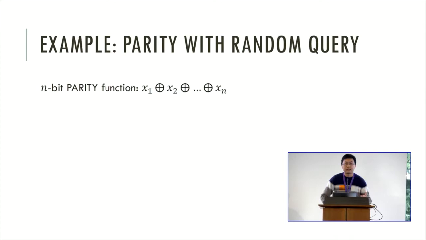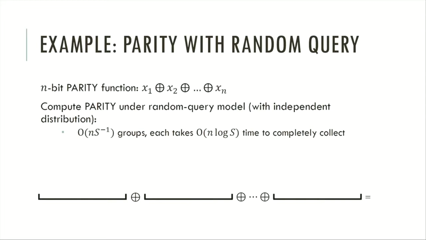Because you have S space, a natural way to do it is to divide the data into N over S parts. Each part consists of S bits. You start with the first part. You wait until you see every bit in this part, and then you will know the parity of the first part. You store this partial parity, and you clear your memory. And you move on to the next part, wait until you see every bit in this part, update the partial parity, and go on. In each part, you need about n samples to collect every bit in this part. So the total time will be n squared over s.